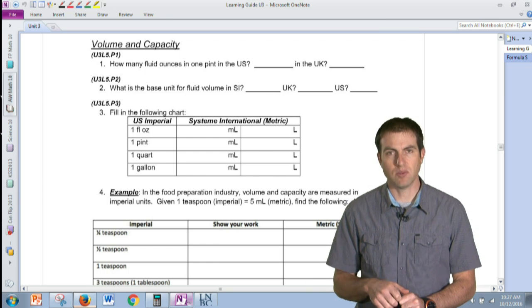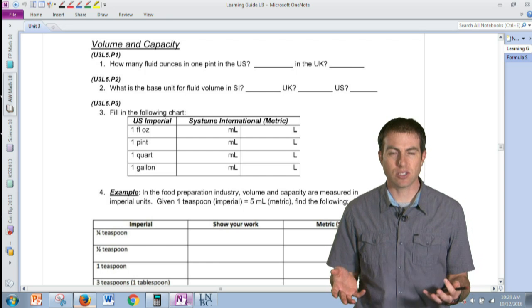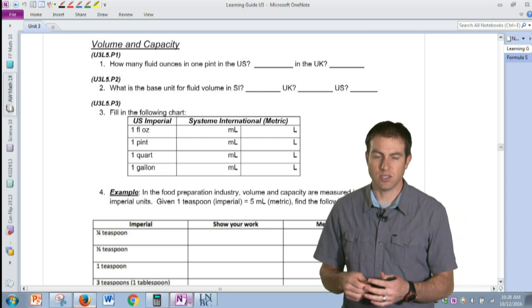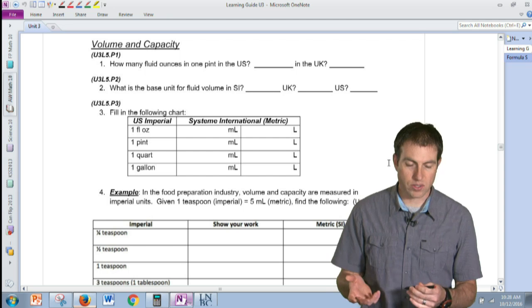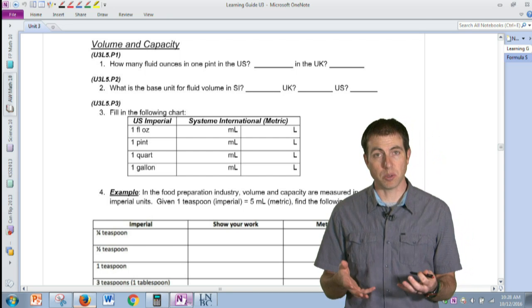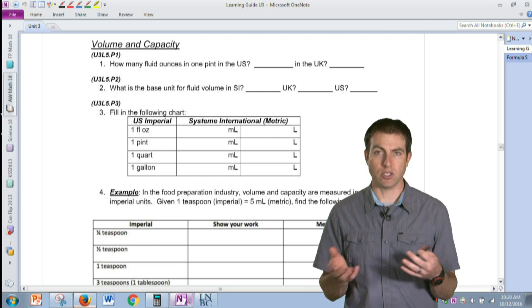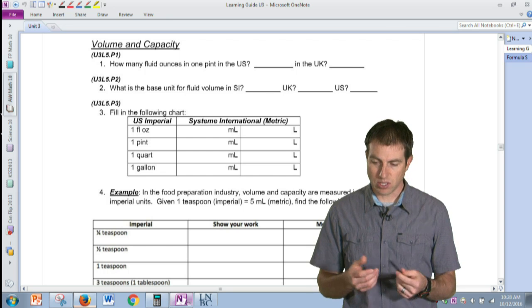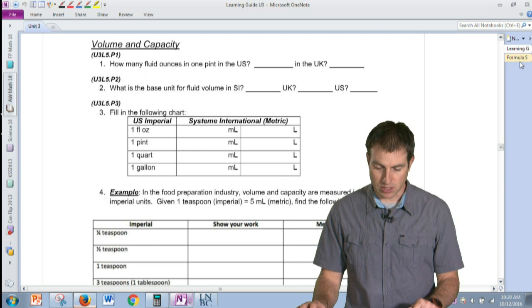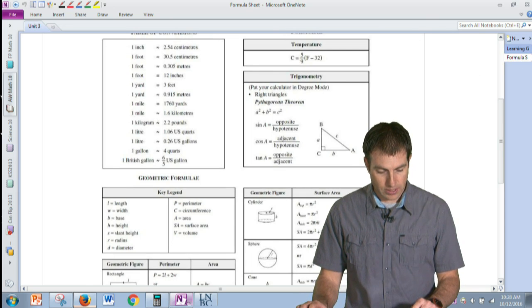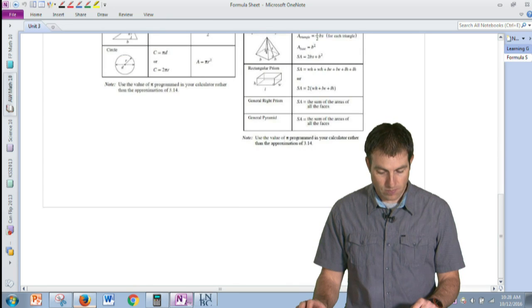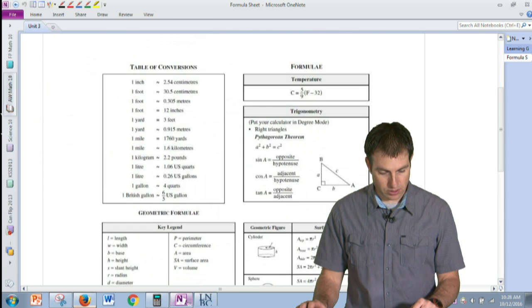It's kind of weird. I had to ask another teacher who taught this, and she said, yeah, in the course, if they ask you to do a volume conversion, they'll give you the conversion. So I was looking at the formula sheet that's in the course here, and of course this one doesn't have any of the volumes on it. It has a few here. 1 liter is 1.06 quarts.